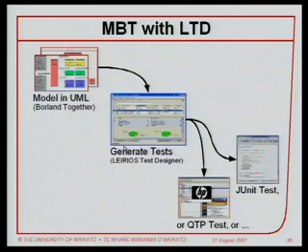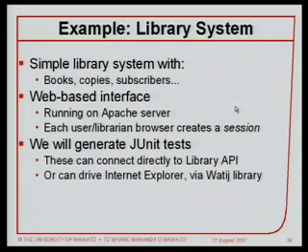So let's go briefly through that. I'm going to use a library system as an example with a sort of web-based interface. Each subscriber logs onto a terminal, does some loans and things like that, and we will generate JUnit tests. These can either execute by connecting directly to the library API or via Internet Explorer using a Watir library, which clicks on links inside Internet Explorer.